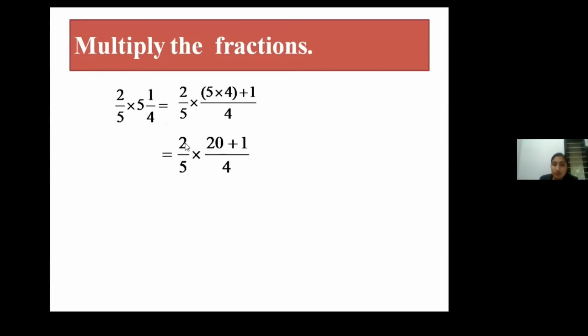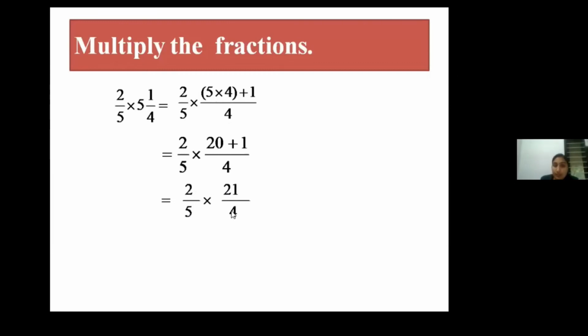So again we have to rewrite 2 by 5 into 20 plus 1 is 21. So we can rewrite 21 by 4. 2 by 5 into 21 by 4. First, we have to convert the mixed fraction into improper fraction. So after converting the mixed fraction into improper fraction, we get the answer 21 by 4. So finally 2 by 5 into 21 by 4.